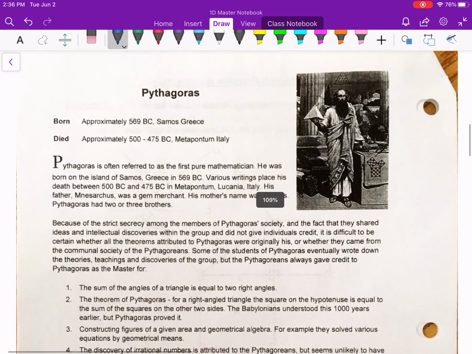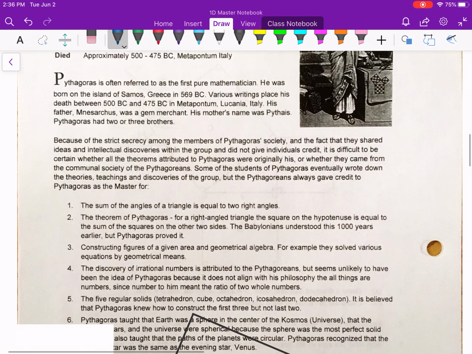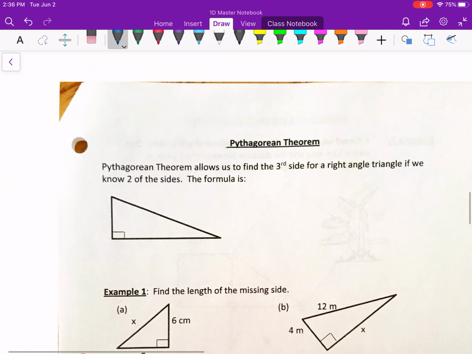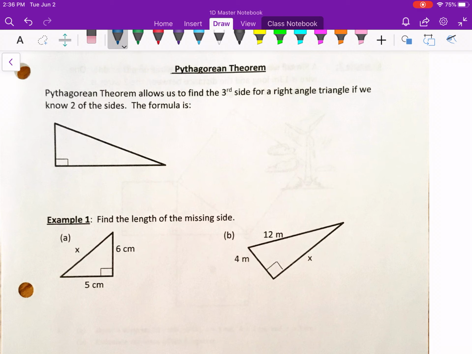Here also is a good introduction to who Pythagoras was. He was a Greek mathematician who lived, well, 2.5 centuries ago. Again, I'm not going to read that over, but feel free to read that. I just want to dive into the actual mathematics that we're going to use for Pythagorean Theorem today.